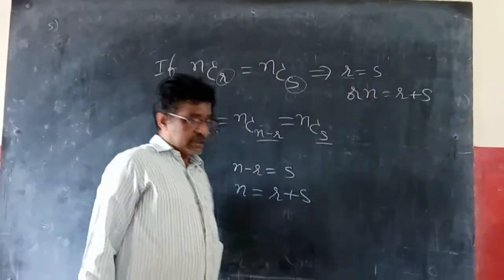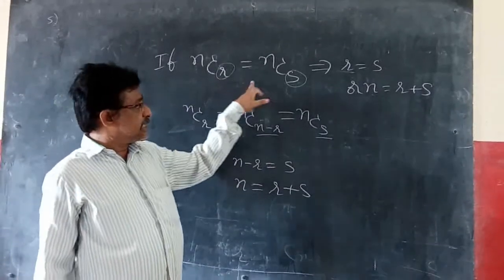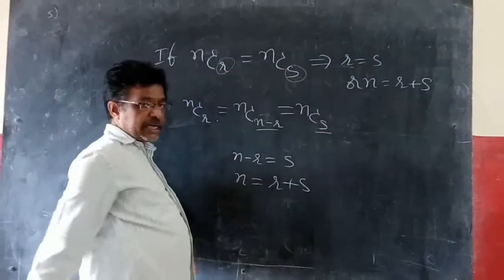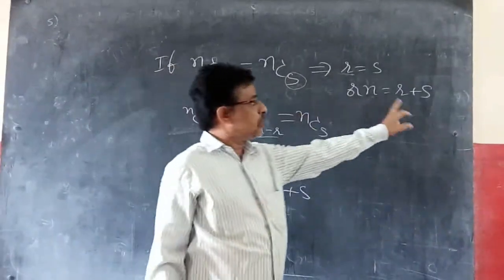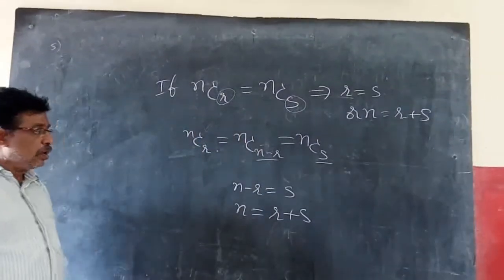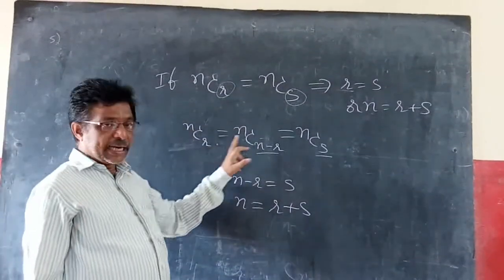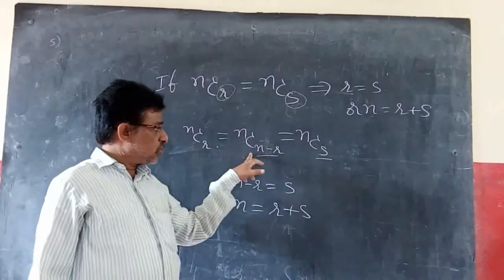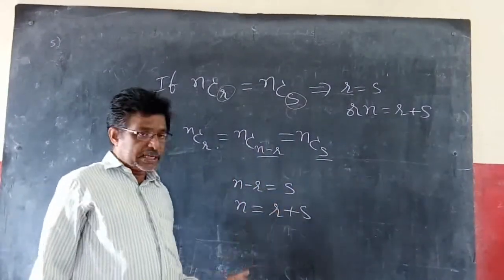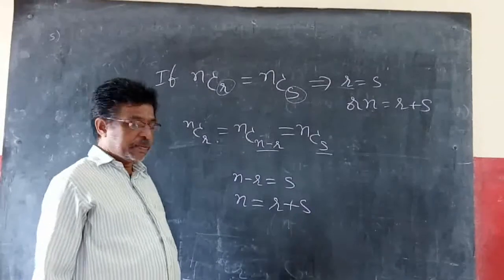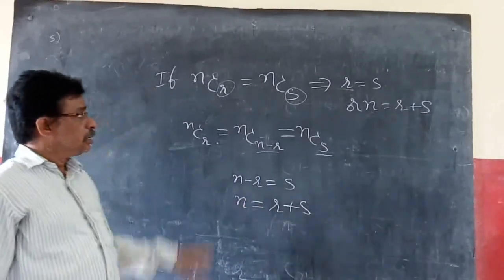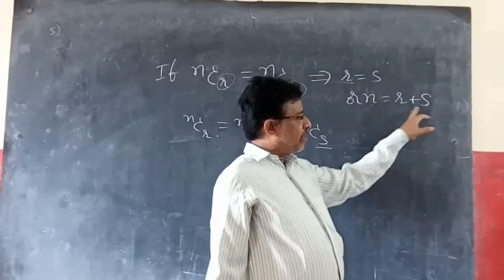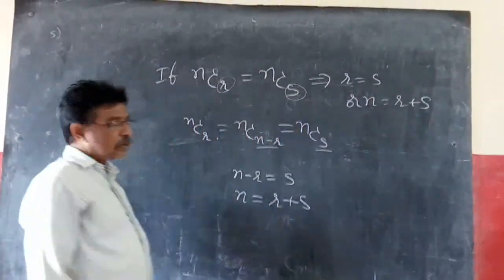If nCr equal to nCs, then either these two are equal, or n must be equal to r plus s. nCr I can write as nC(n minus r), and nC(n minus r) is giving nCs. So these two are equal means n minus r equal to s. Minus r goes to the other side as plus r, so n equal to r plus s. So whenever nCr equal to nCs, either r equal to s or n equal to r plus s.